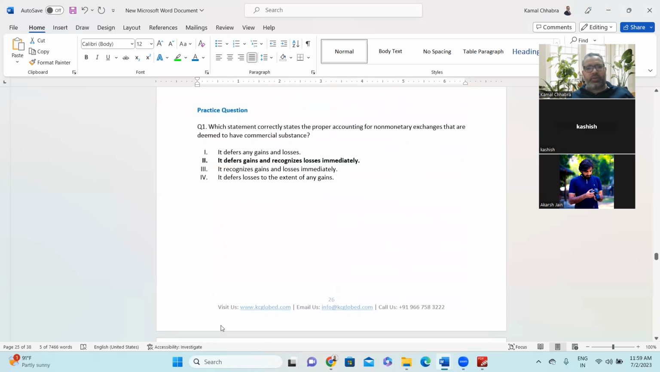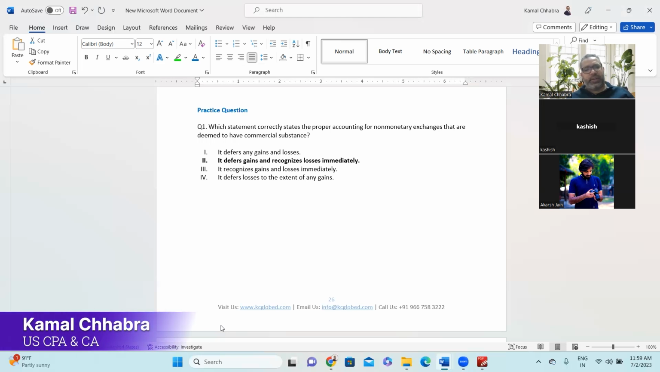So let's do a practical question. Which statement correctly states the proper accounting for non-monetary exchanges that are deemed to have commercial substance? First, it defers any gain or loss. Second, it defers gain and recognizes the losses immediately. Third, it recognizes gain or loss immediately. Fourth, it defers the losses to the extent of any gain. Which statement correctly states the proper accounting of a non-monetary exchange?